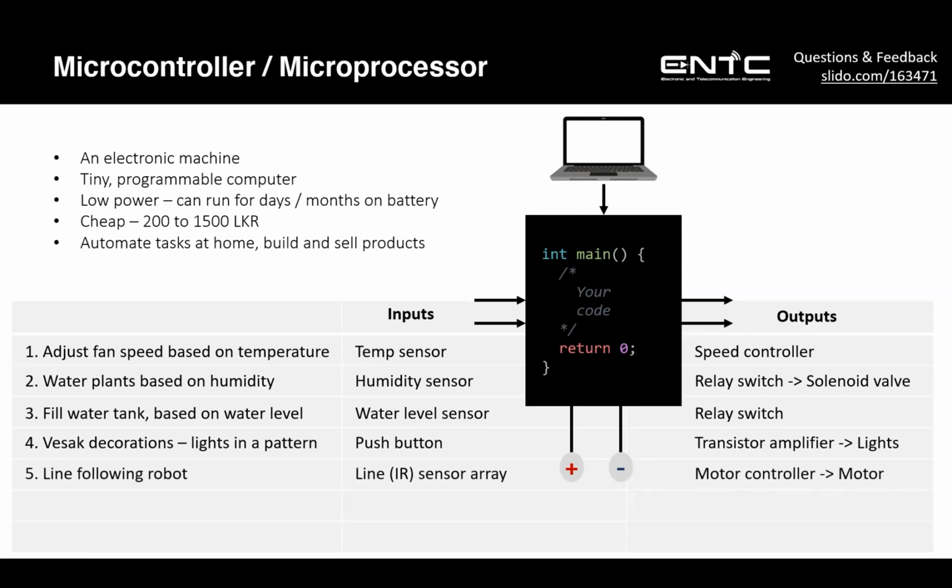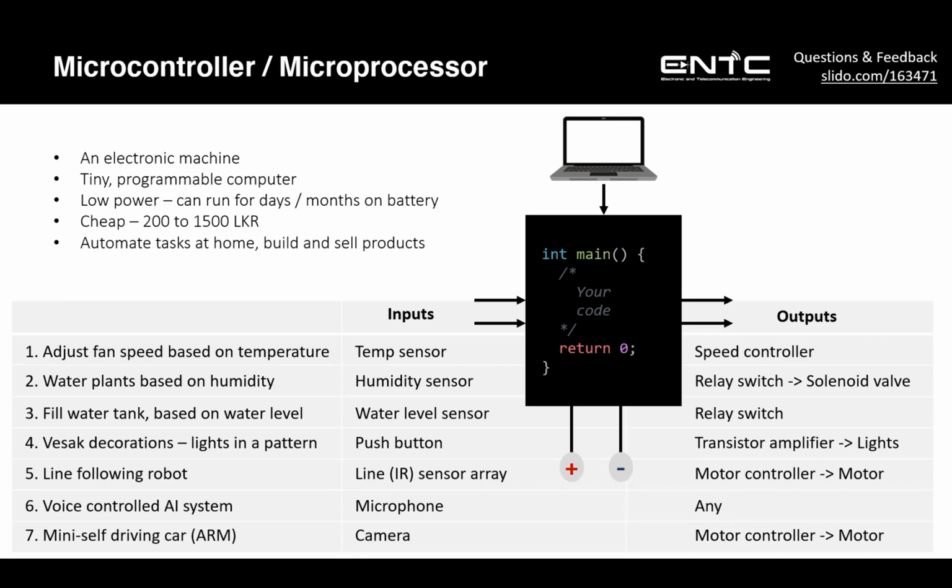Similarly, you can have a line following robot. The input will be the line sensor, an IR sensor, and the output will be a motor controller controlling the motors. Likewise, you can have a voice control AI system. For example, you can say switch on the lights, and the lights in your house will switch on automatically. For that, the input has to be microphones, and the output you can do whatever you want, such as controlling the lights. You can also have a self-driving car using vision. For that, the input will be the camera, and the output will be a motor controller controlling the motors.